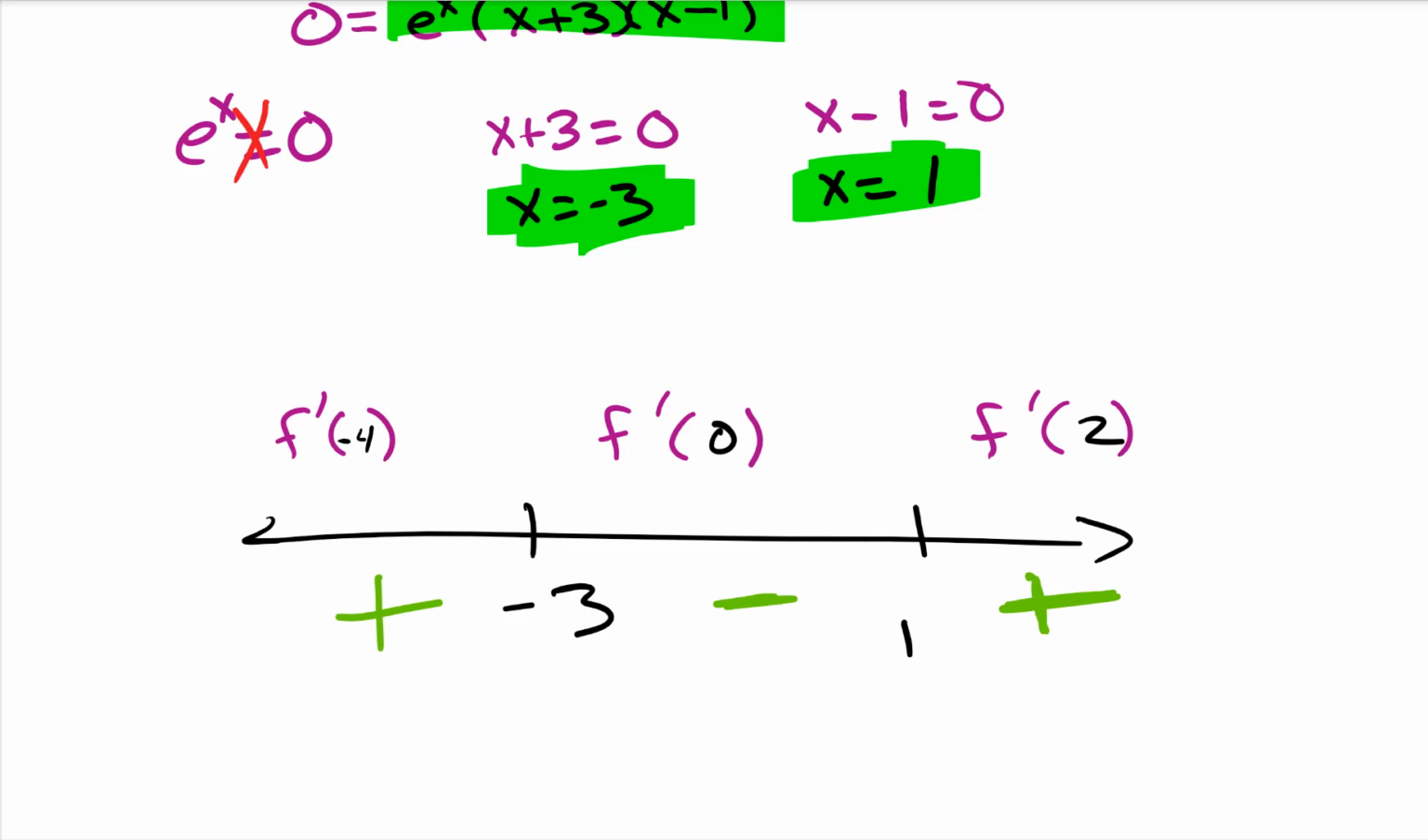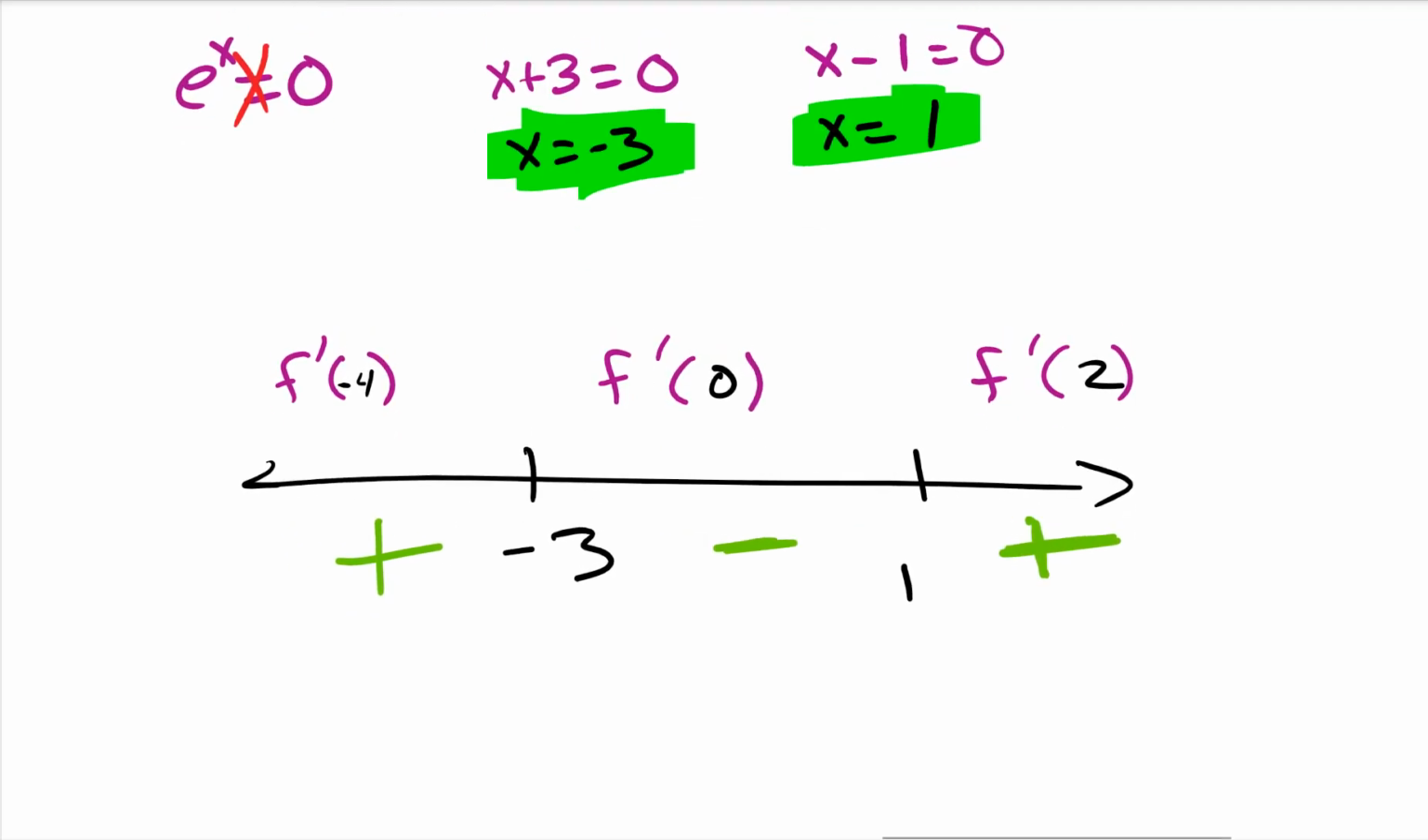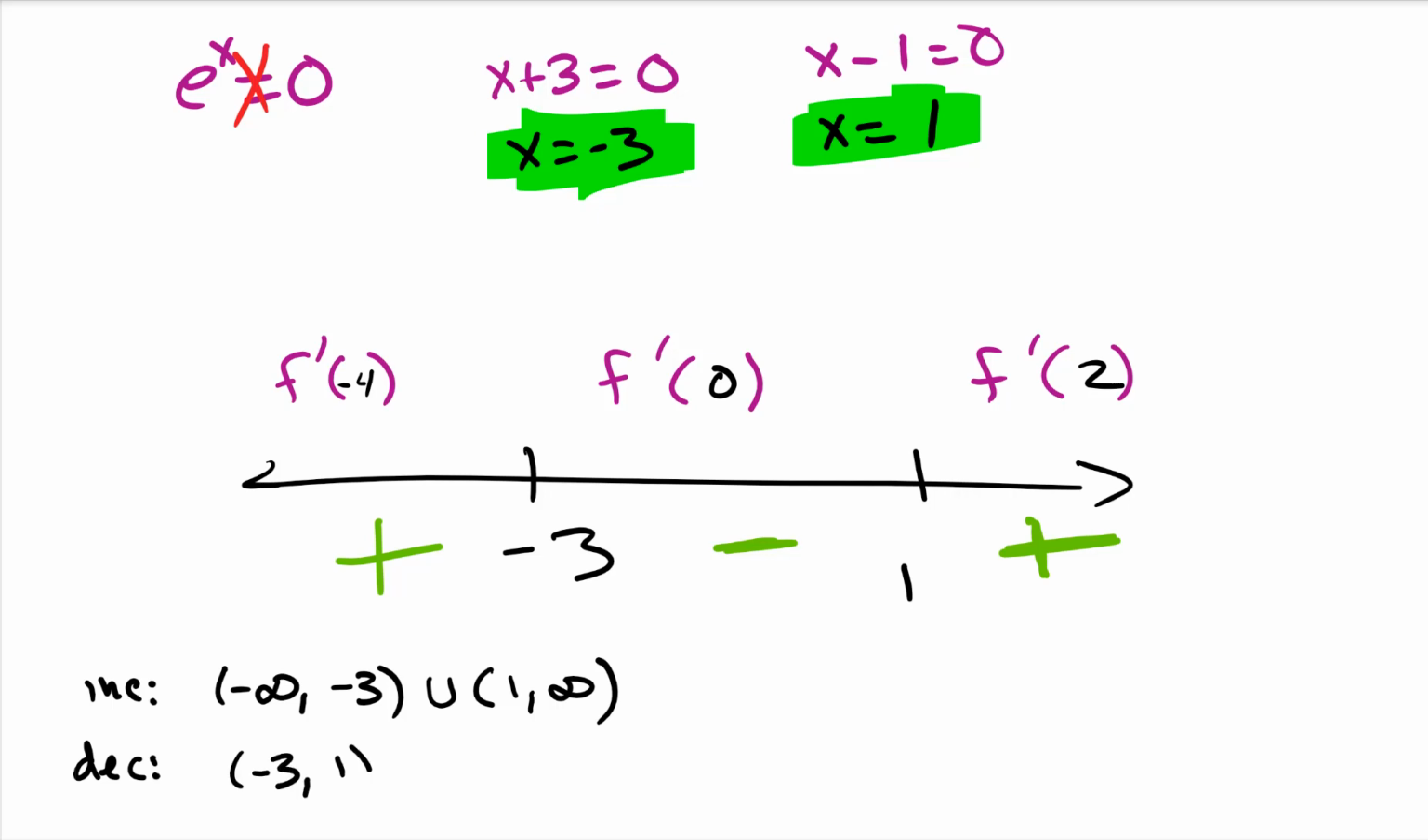So to answer our question, we are increasing from negative infinity on up to negative 3, and then we union that with from 1 up to positive infinity. And we are decreasing only in between negative 3 and 1.